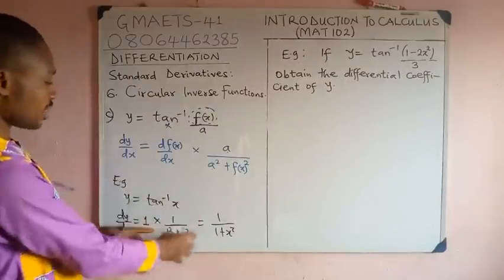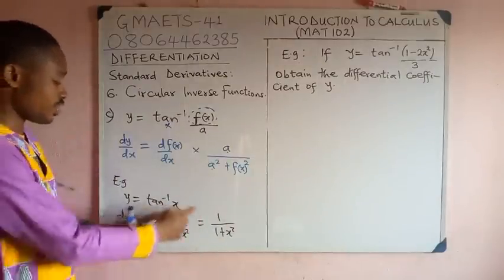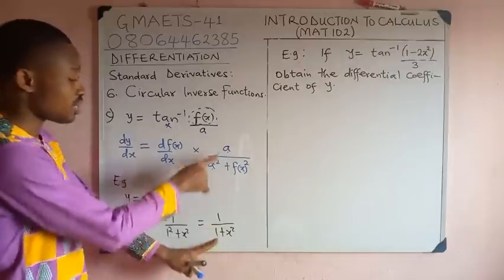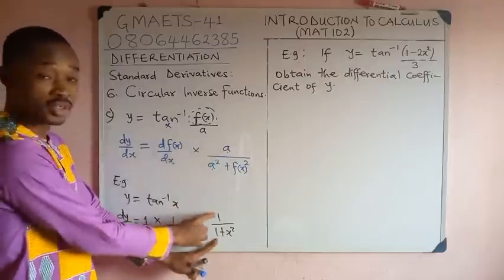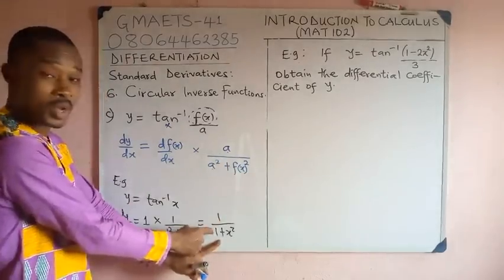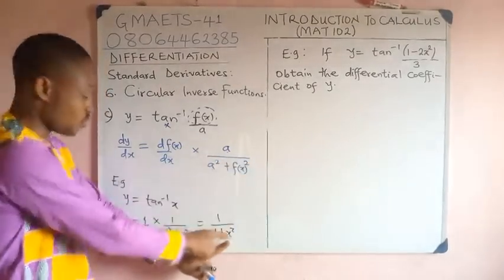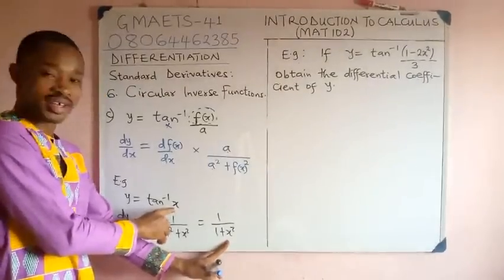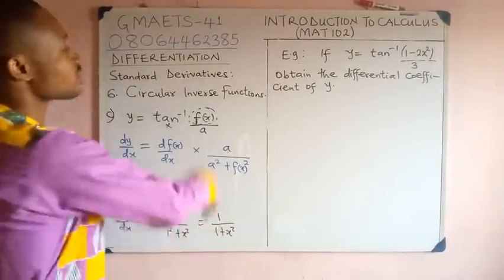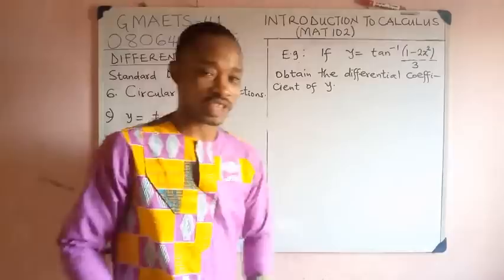So if you work around that to get your dy dx of tan inverse of x, it's going to give you this, because in that case a is the invisible 1 here, all over a squared, which is 1 squared, plus f of x squared, which in this case our f of x is this x. So you square. Alright, you can just go through that quickly. Let's focus on this and solve together, alright?